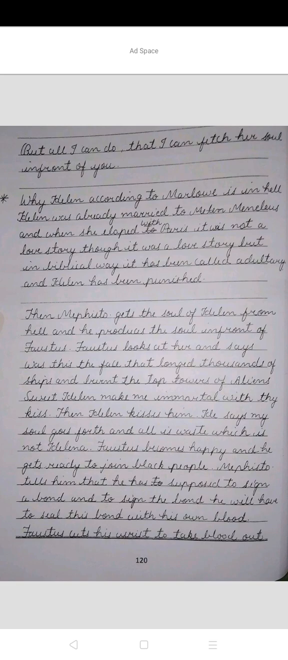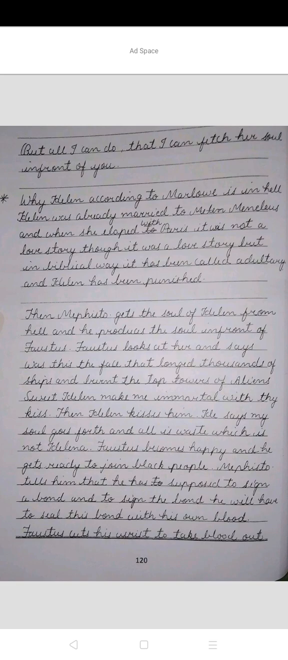Faustus looks at her and says, was this the face that launched a thousand ships and burned the topless towers of Ilium? Sweet Helen, make me immortal with a kiss. Then Helen kisses him. He says, my soul goes forth and all is waste, which is not Helen. Faustus becomes happy and gets ready to join the black arts.